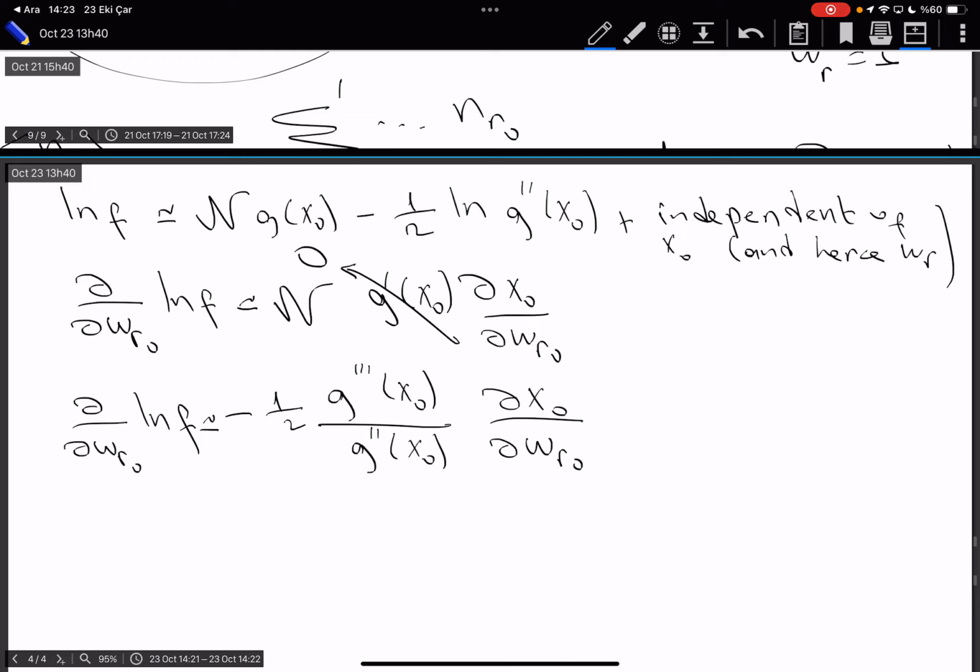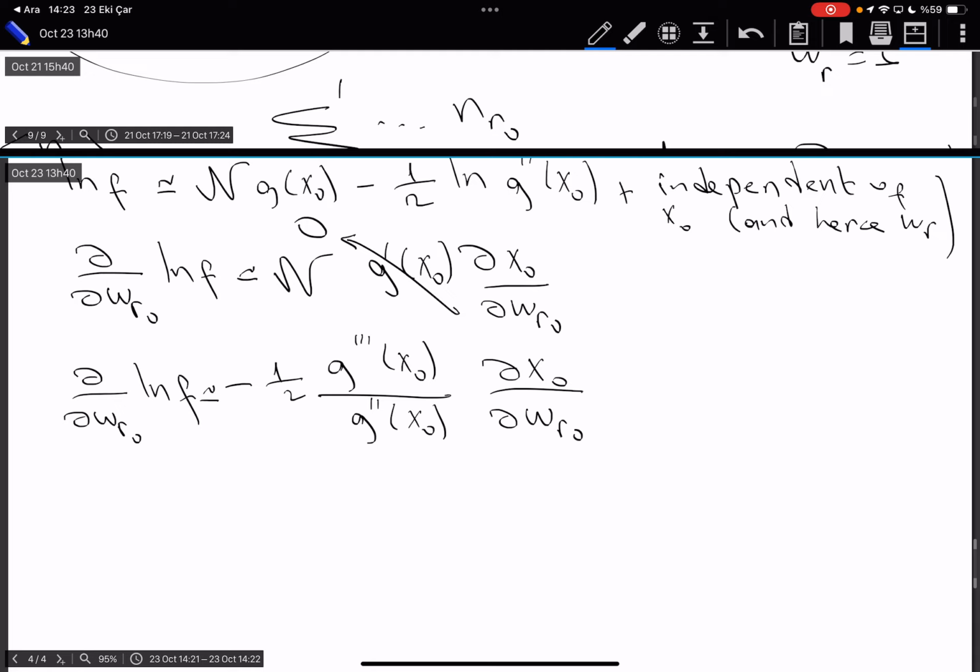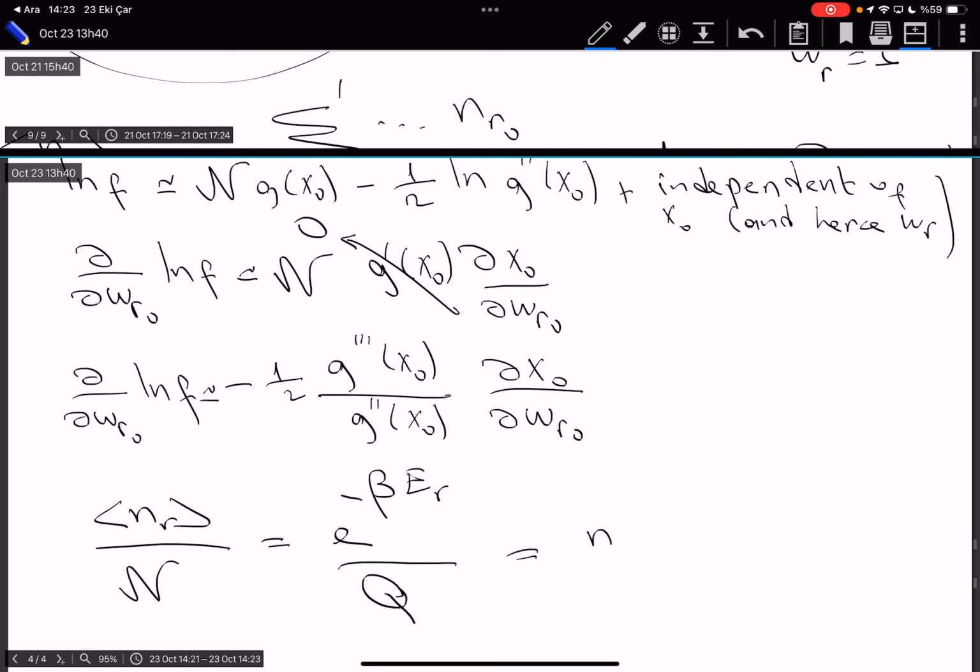And that is where I use the advantage of being the instructor. I will not do those derivatives. I will leave it to you. If you do the remaining computation, there are more details in the book. You will find that the average value of nr over n is actually equal to e to the power minus beta er over q, which is nothing but nr star over n.